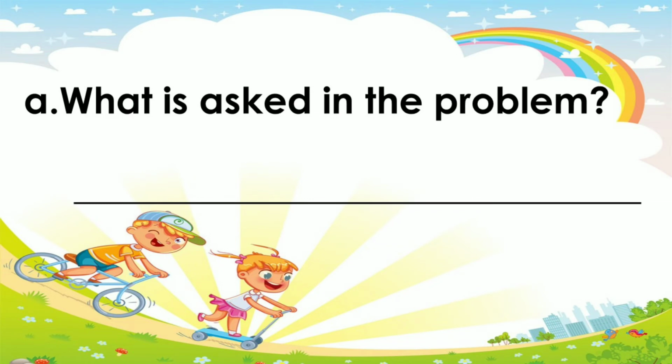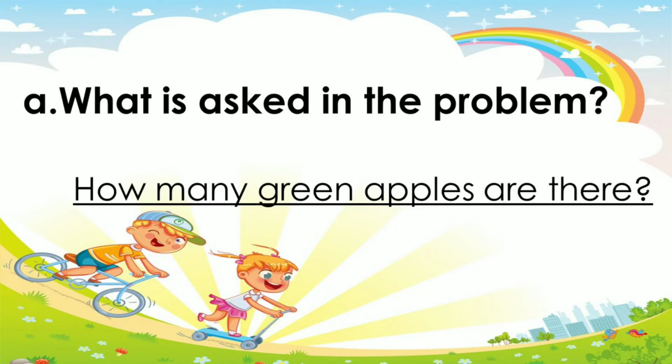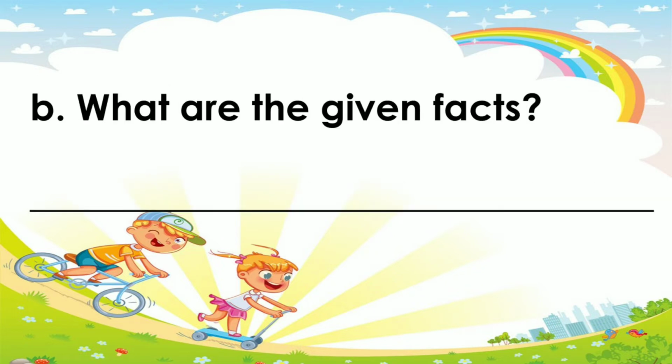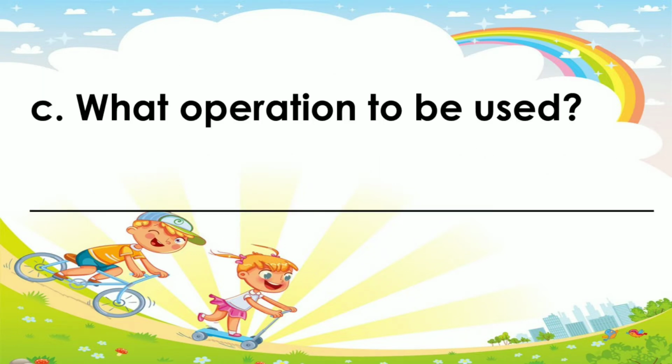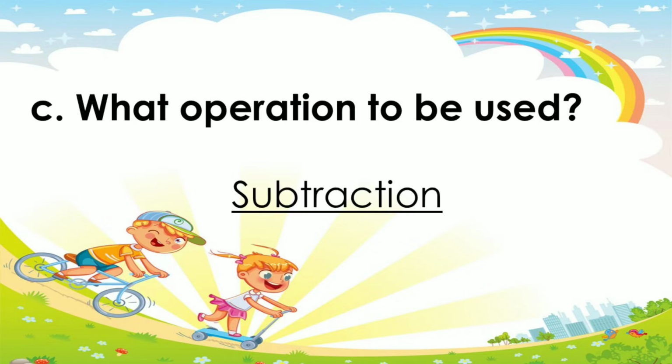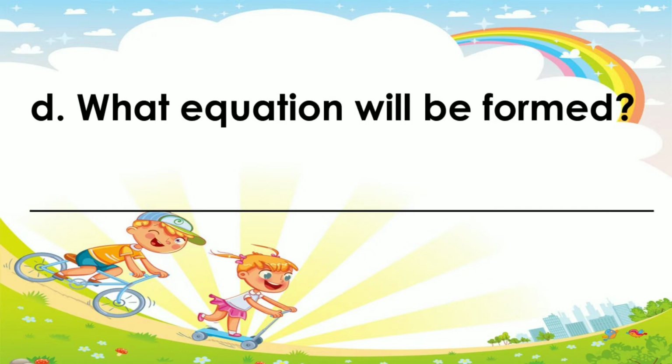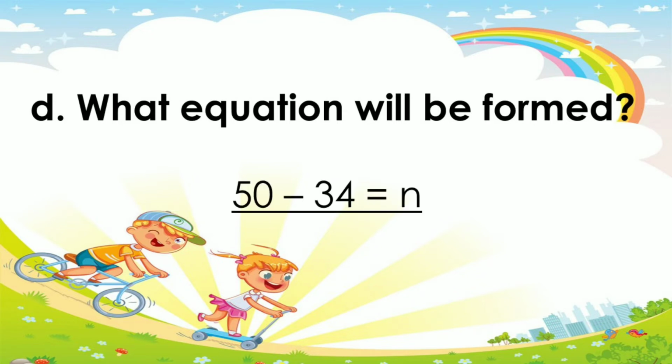Let's have the first step. What is asked in the problem? Teacher, how many green apples are there? Very good. What are the given facts? Teacher, there are 50 apples in a shop and 34 red apples. Very good. What operation to be used? Teacher, it is subtraction. Good job, children. What equation will be formed? 50 minus 34 is equal to n.